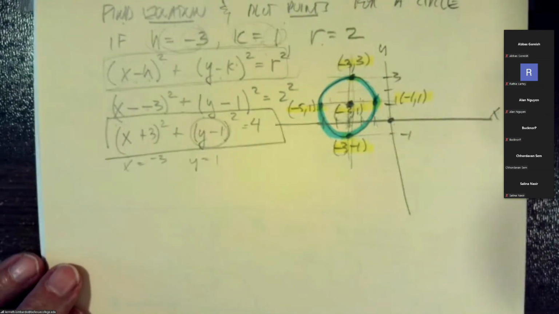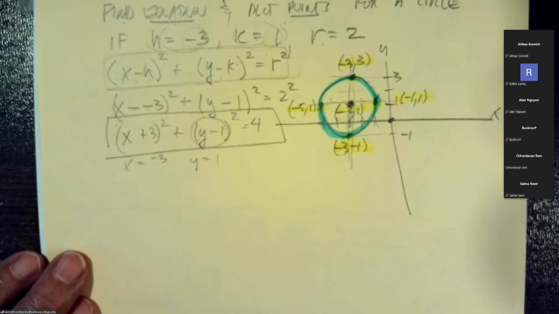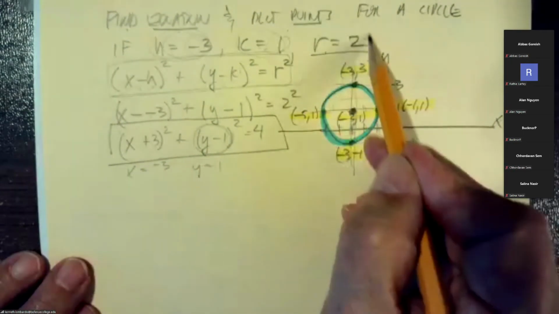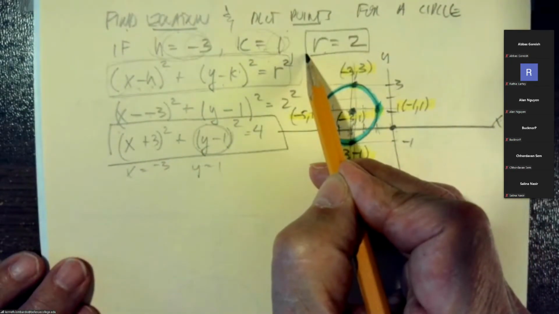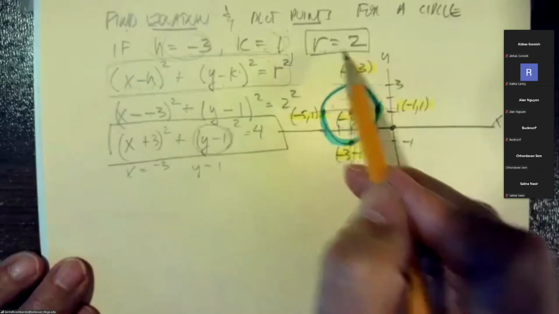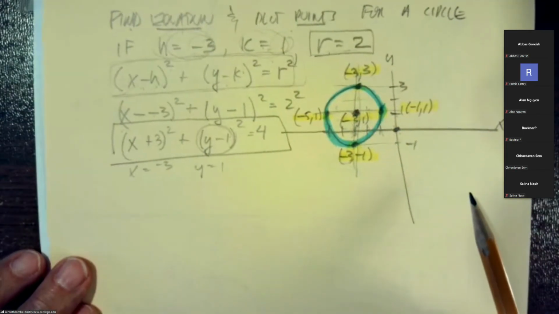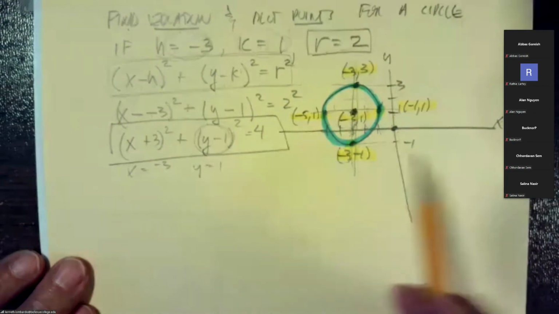Yeah, go right ahead. What is the radius on the circle? The radius was 2. Why do we use it to draw the circle? The 2 is the radius.